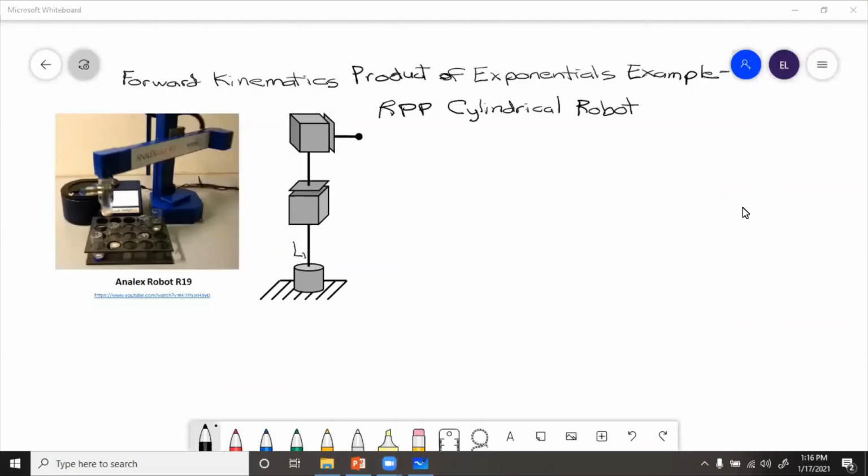Here we will do an example for forward kinematics of an RPP cylindrical robot using the product of exponentials method. The procedure here: step 1 is to assign coordinate frames and omega and joint directions. Then step 2 is to place the P's, initial points of the joints.